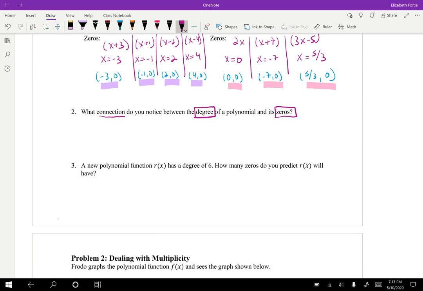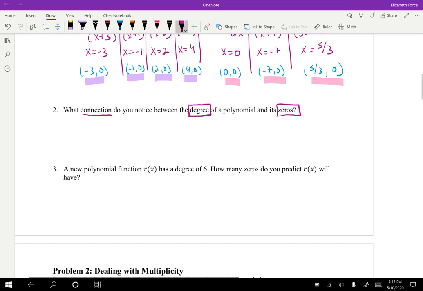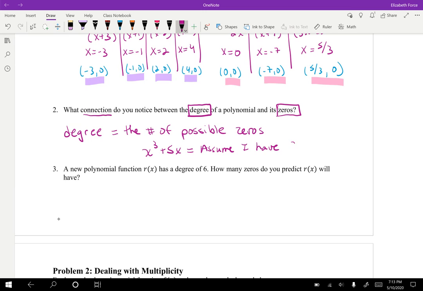So at this point, it's safe to say that there seems to be a connection that the degree equals the number of possible zeros. So if I saw something like x to the third plus 5x, I would assume I have 3 zeros because my degree is 3.